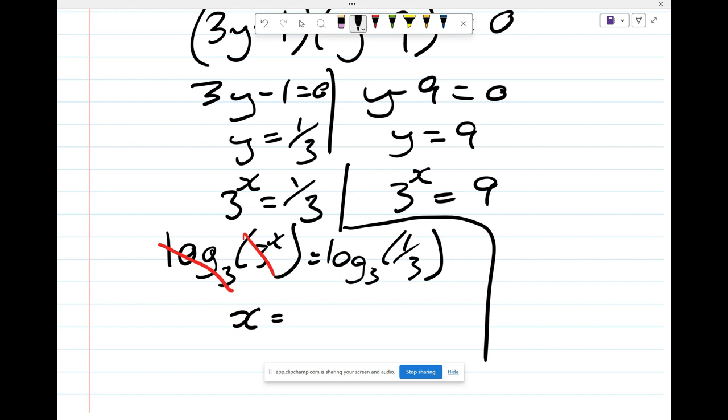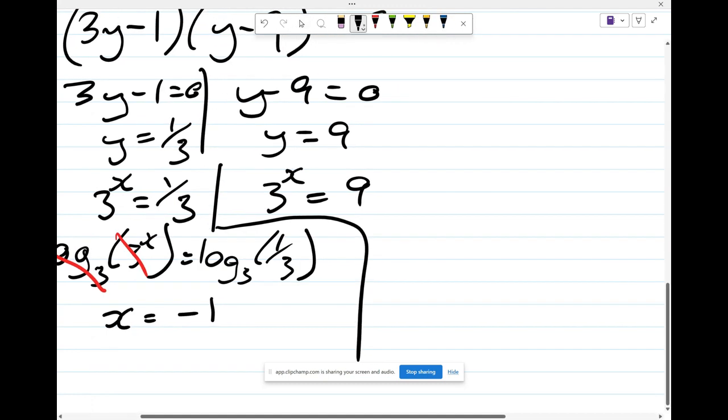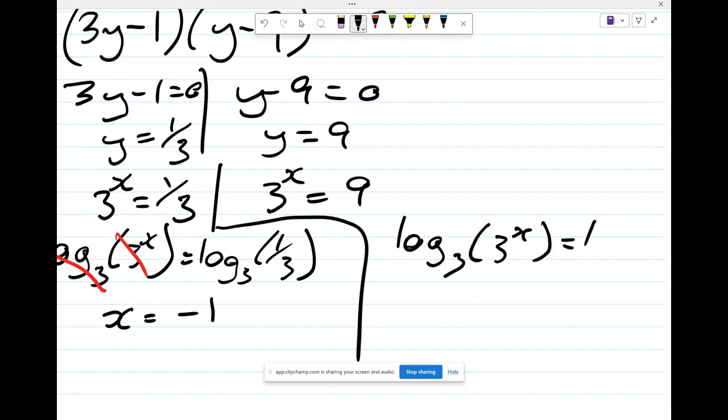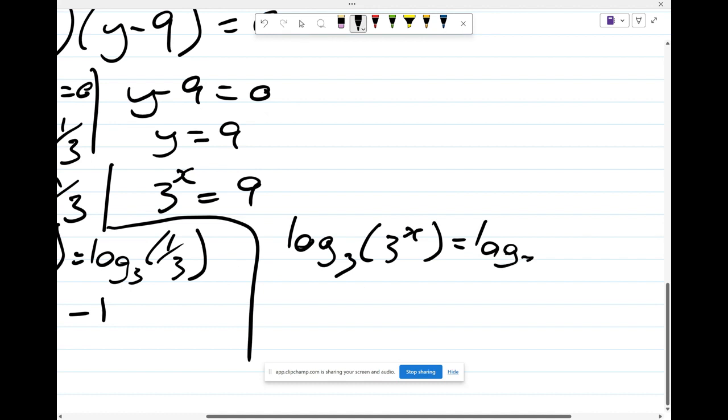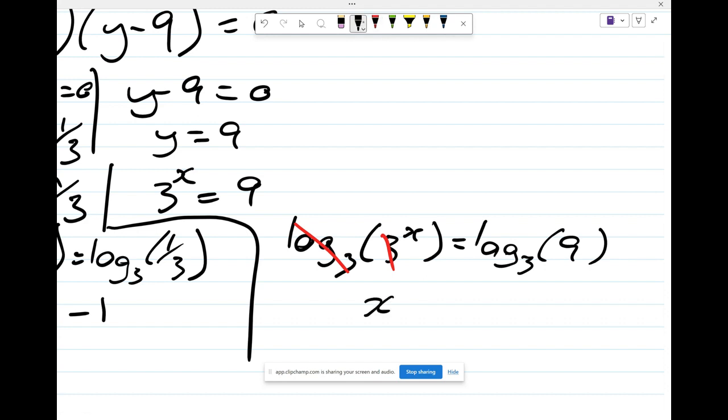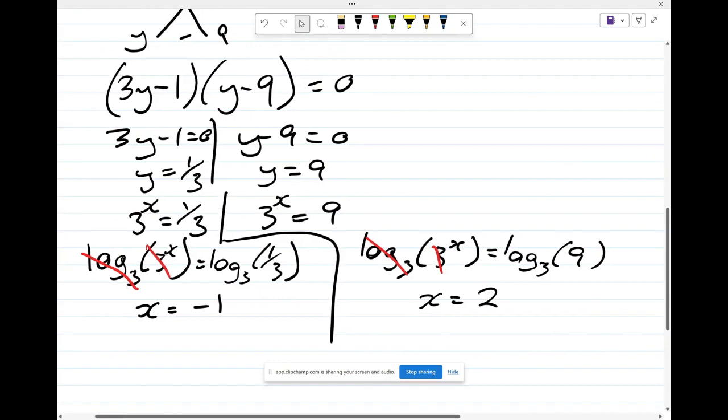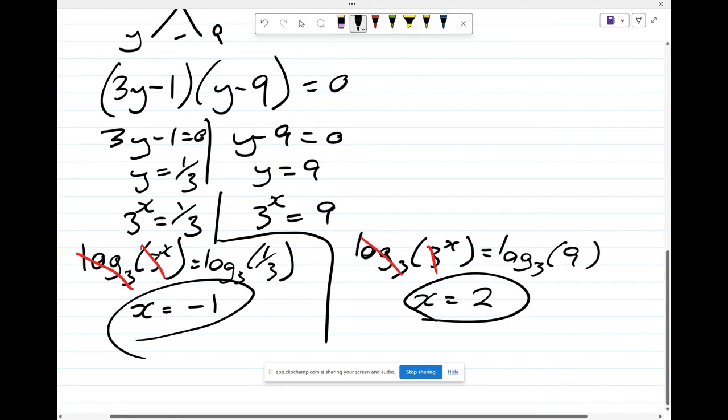Log to the base 3 is going to be -1. Okay, and so over here now we're going to solve this one. If we take log to the base 3 of 3 to the power of x equals log to the base 3 of 9, this is going to cancel with this. We're going to be left with x, and log to the base 3 of 9 is going to be 2. So we found out x is going to be -1 or x is going to be 2.